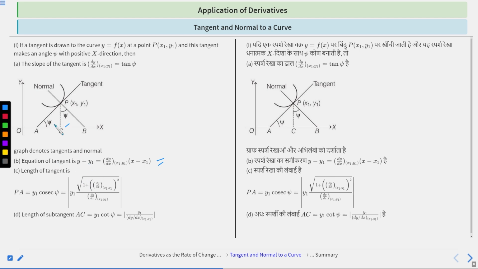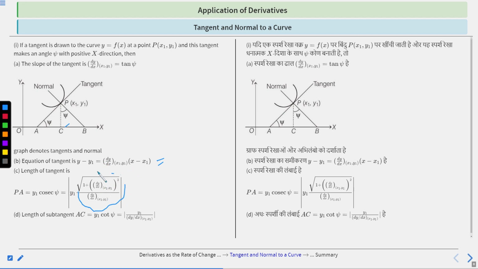Now the length of the tangent can be written as PA. The length of the tangent is basically this PA. Clear? So PA is basically y1 cosec psi, right? PA will be y1 cosec psi, which will be y1 times root of 1 plus (dy/dx at (x1, y1)) squared, upon dy/dx at (x1, y1), right? This is basically cosec psi that you can calculate. Clear?